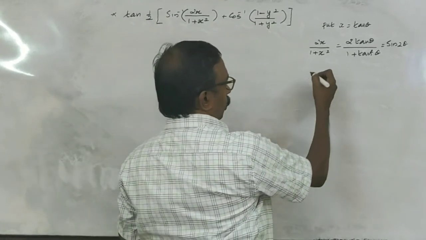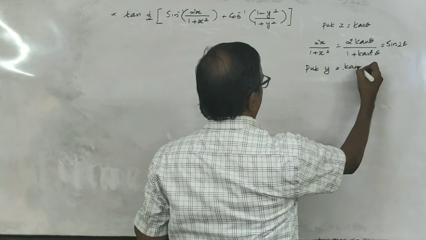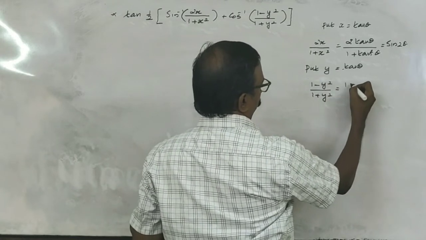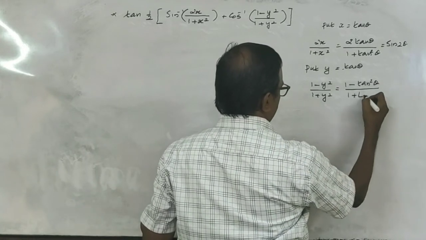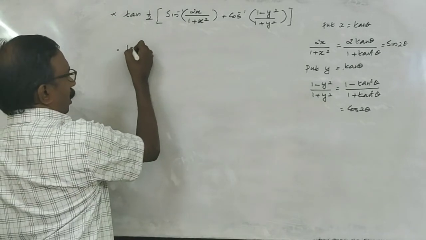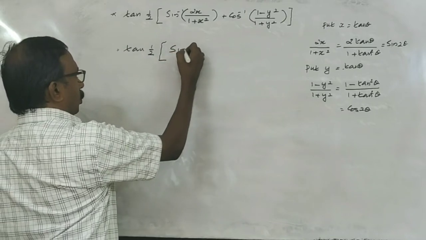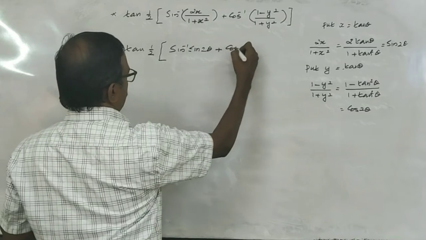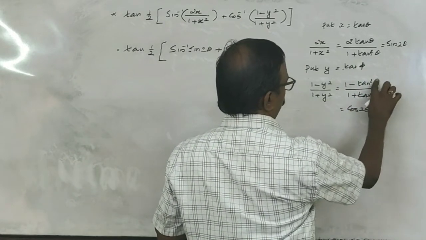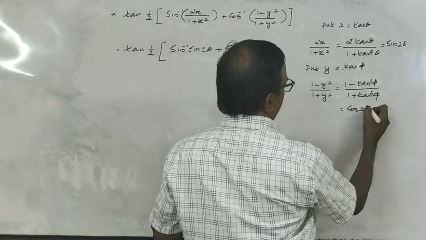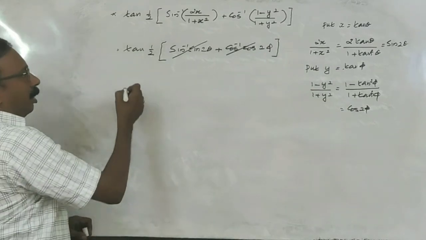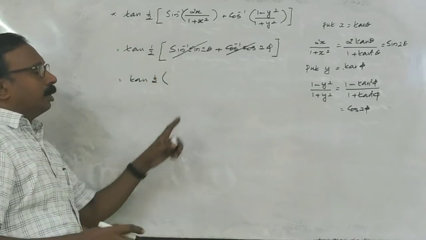And if you put y is equal to tan phi, we have 1 minus y square by 1 plus y square, that is 1 minus tan square phi divided by 1 plus tan square phi, which is equal to cos 2 phi. Now we can apply these values here. That is tan of half into sine inverse sine 2 theta plus cos inverse cos 2 phi. Here the angle is phi. Sine inverse sine and cos inverse cos get cancelled. Now tan of 1 by 2 into 2 theta plus 2 phi.